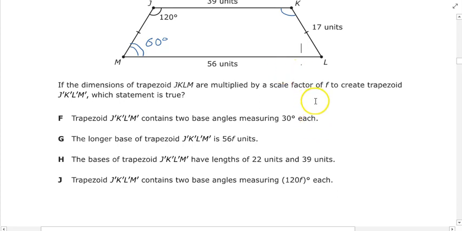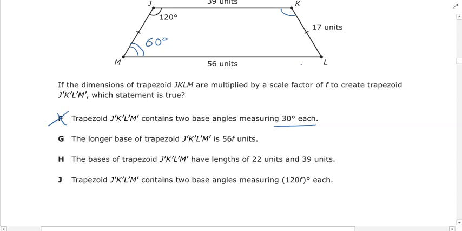No. We know that when we do a dilation by some scale factor applied to all the dimensions, it's going to create the same shape but a different size. It'll create similar figures, and in similar figures, the length of the sides will be multiplied by the scale factor. The angles, though, would remain the same. So there are no angle measures of 30 on the original figure, and when you do a dilation, none of the angles are going to change. All right, so it's not F.